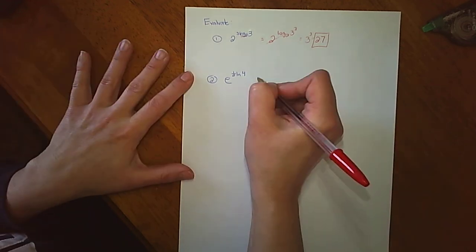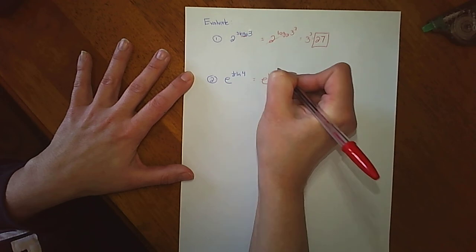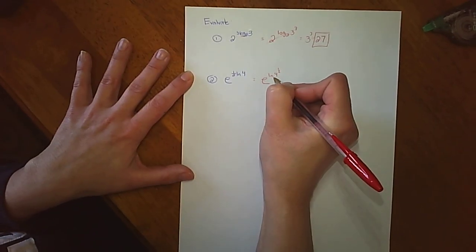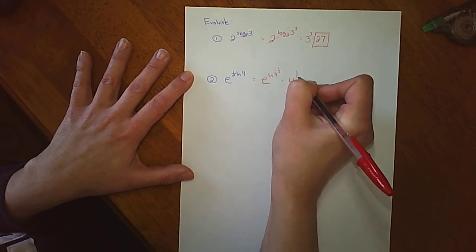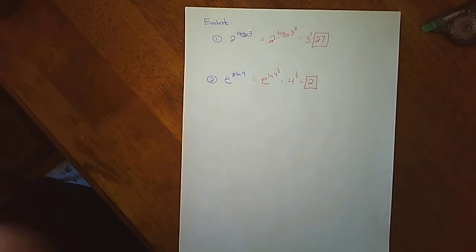Okay, this one should be e to the natural log of 4 to the 1/2 power, right? Again, there's an e here, so these cancel, which would make 4 to the 1/2, which means what's the square root of 4? And that is 2.